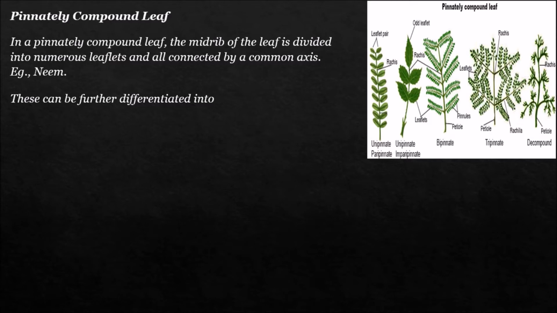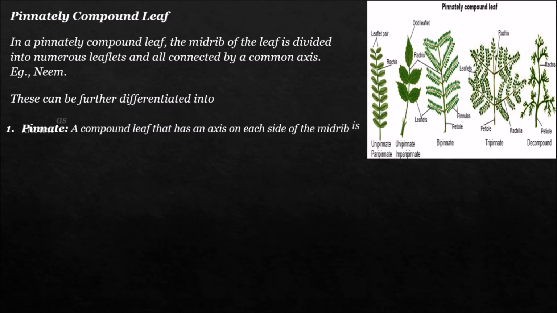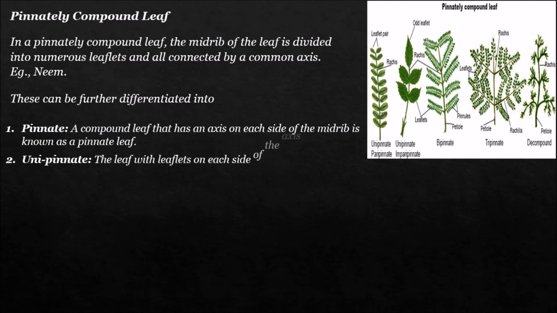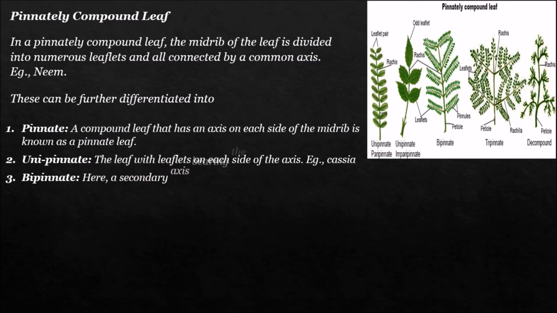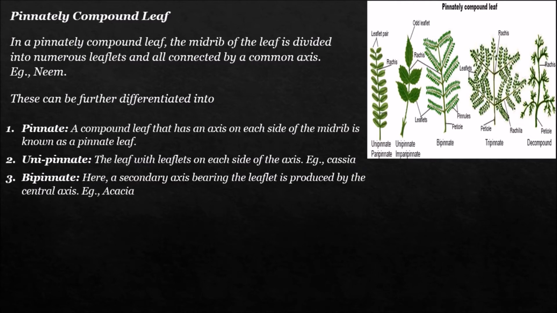These are further differentiated into pinnate. So how to define pinnate? A compound leaf that has an axis on each side of the midrib is known as pinnate leaf. Unipinnate, the leaf with leaflets on each side of the axis, for example cassia. And bipinnate, here a secondary axis bearing the leaflet is produced by the central axis, for example acacia.